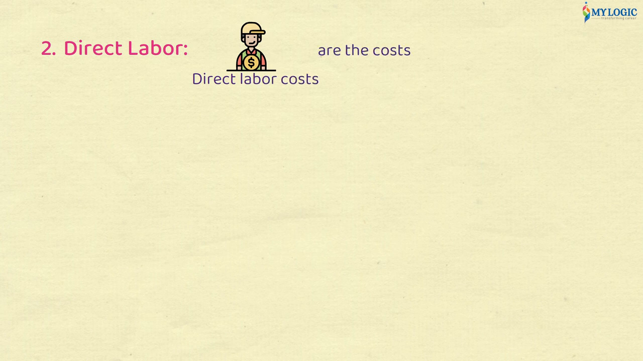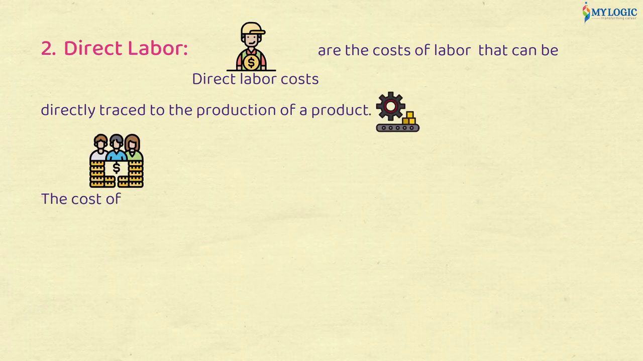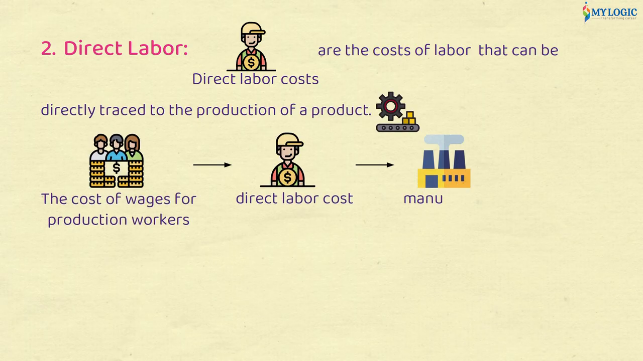Number 2. Direct labor. Direct labor costs are the costs of labor that can be directly traced to the production of a product. The cost of wages for production workers is a direct labor cost for a manufacturing company.